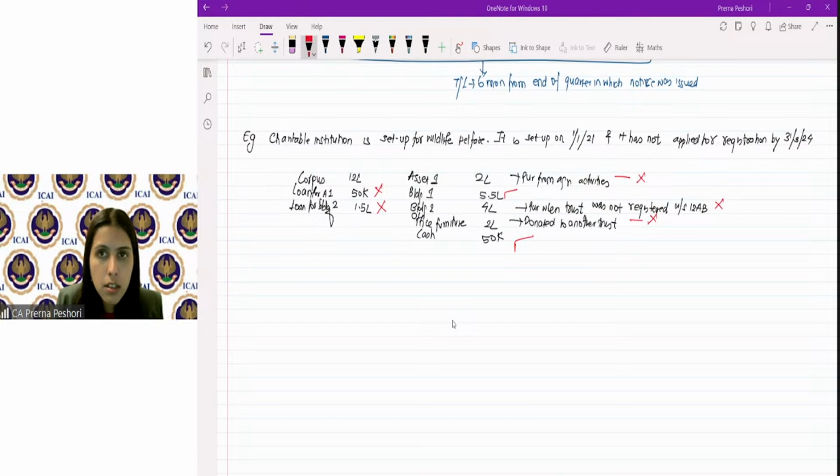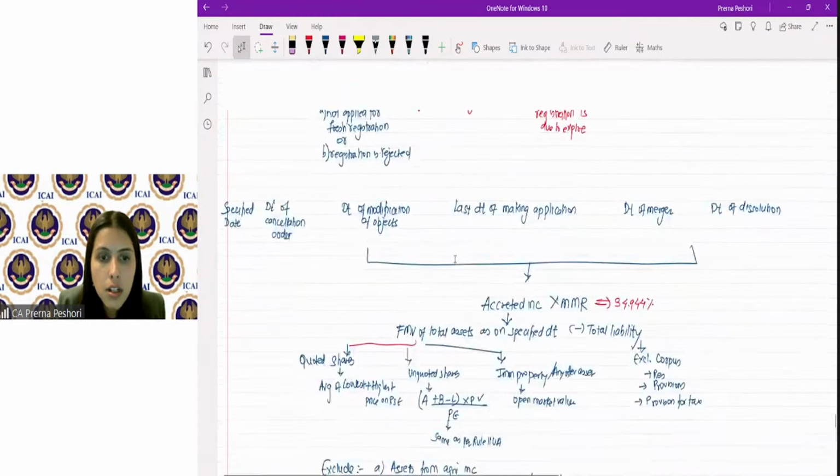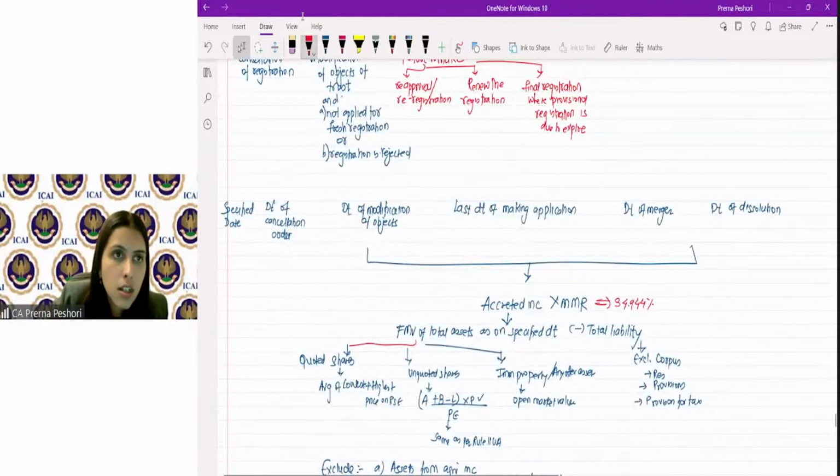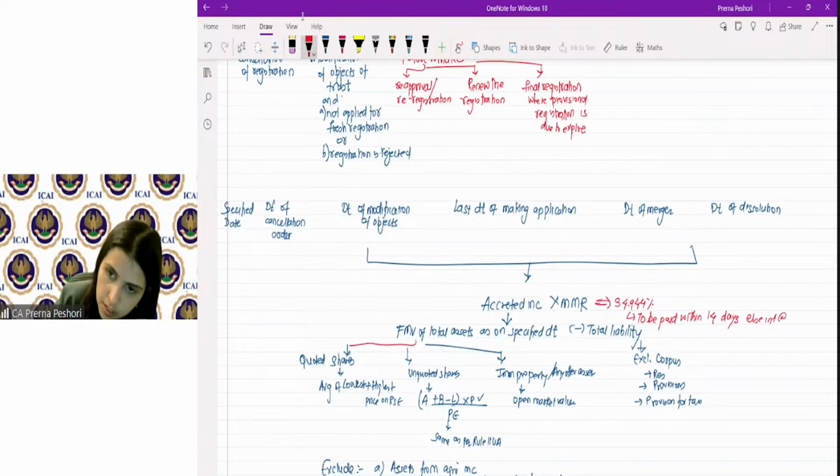Exit tax to be paid. This has to be deposited within the 14-day period. Okay, students, any question? Otherwise, you will have, of course, the interest at the rate of 1% per month. Fine? Yes or no? Any questions? Any doubt? Yes, students. Okay, so just write down here. To be paid within 14 days, else interest at the rate of 1% per month. Okay.